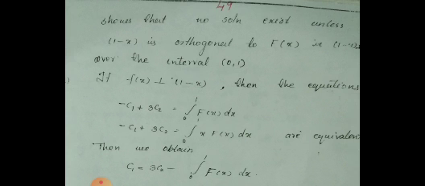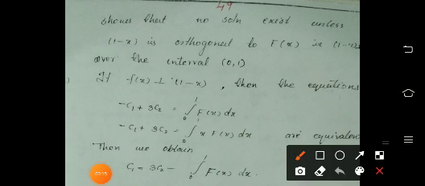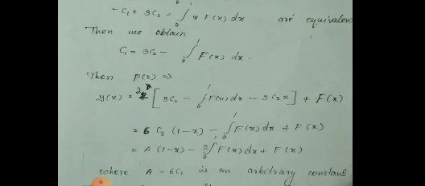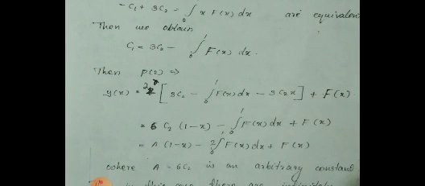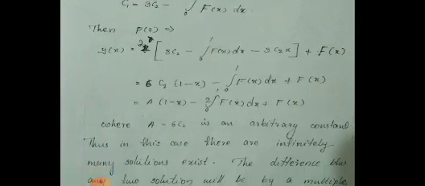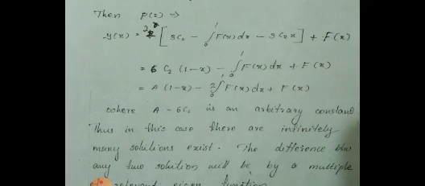If f of x is orthogonal to 1 minus x, then the equation minus c1 plus 3c2 equal to integral 0 to 1 f of x dx, and the second equation, integral of x f of x dx, are equivalent. Then we obtain c1 equal to 3c2 minus integral 0 to 1 f of x dx.